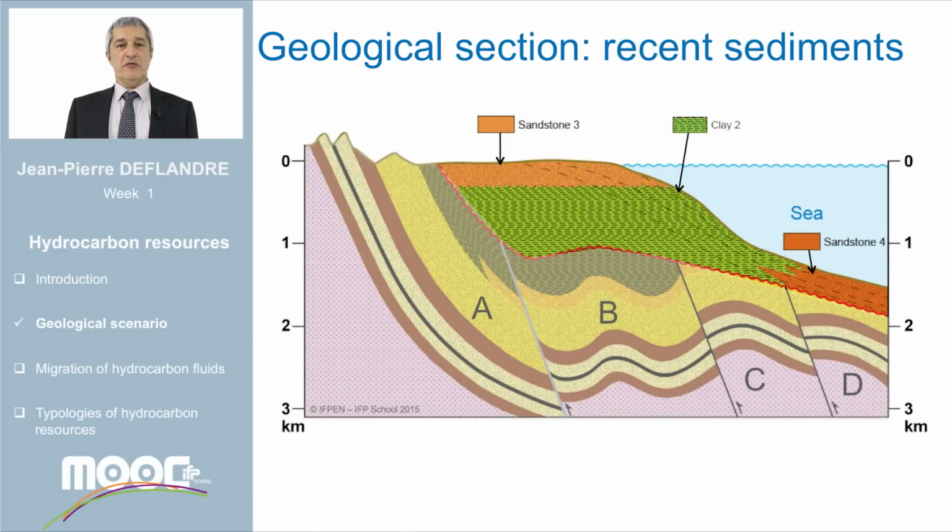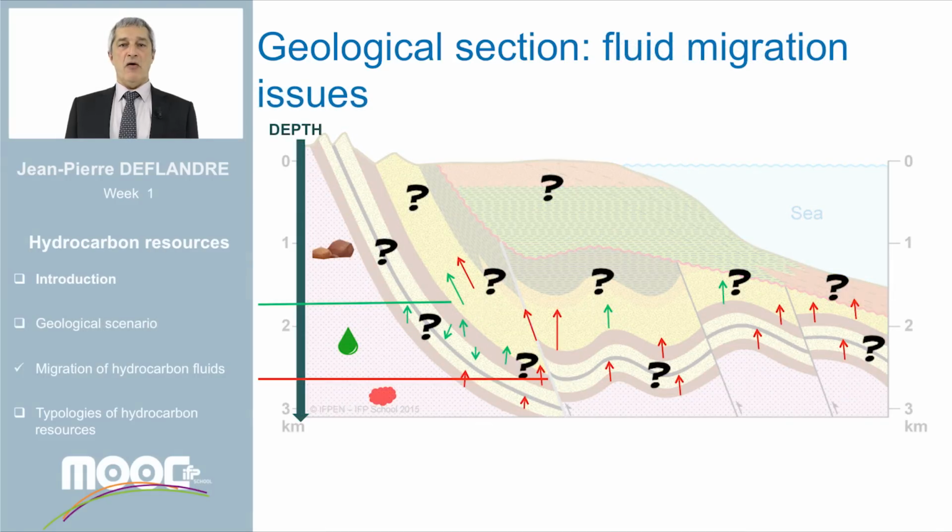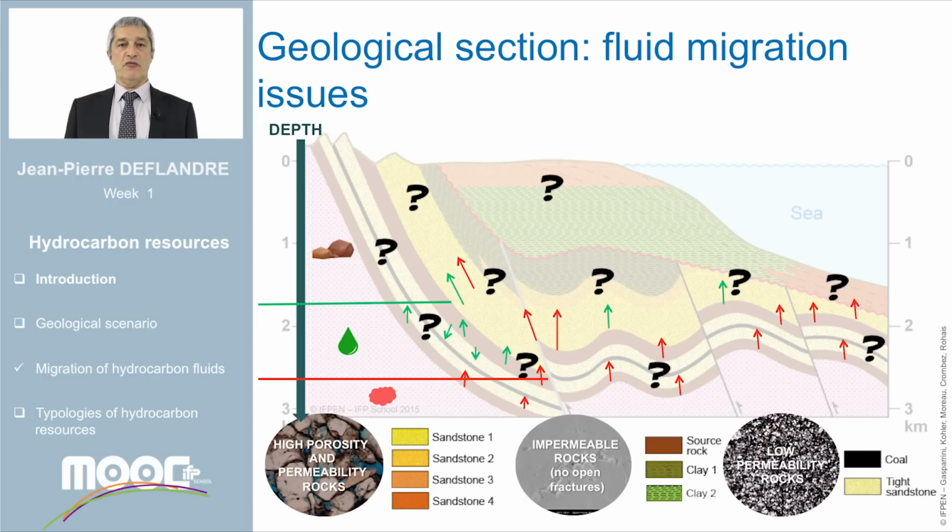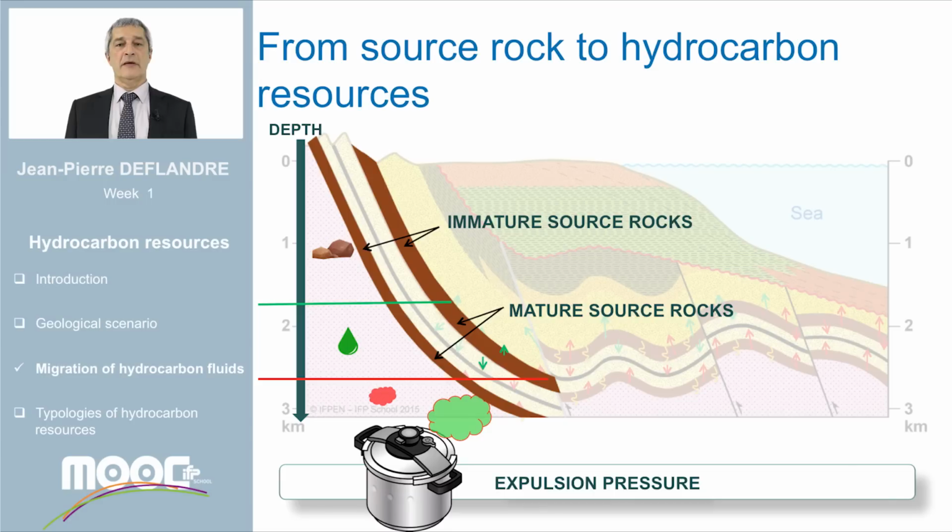The recent sedimentary layers correspond to another type of clay in light green and to two very different permeable and porous sandstones. Now, let us consider the different scenarios of migration of the hydrocarbon fluids, taking into account petrophysical rock properties such as porosity and permeability, in situ stresses, pressure gradient, temperature, etc., and source rock maturation.